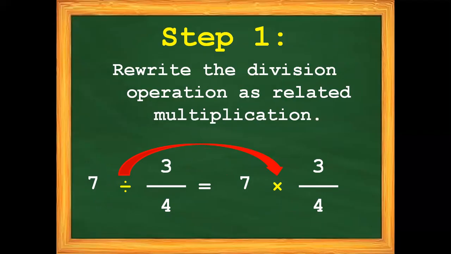And again, as a review, what are the parts of a division? So first, we have the dividend. Second, we have the divisor. So the dividend is 7 and the divisor is 3/4.